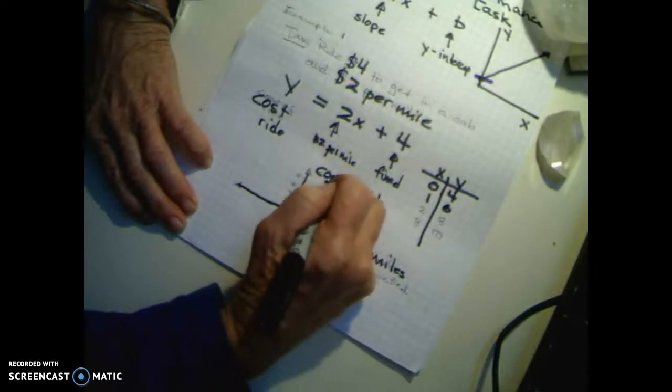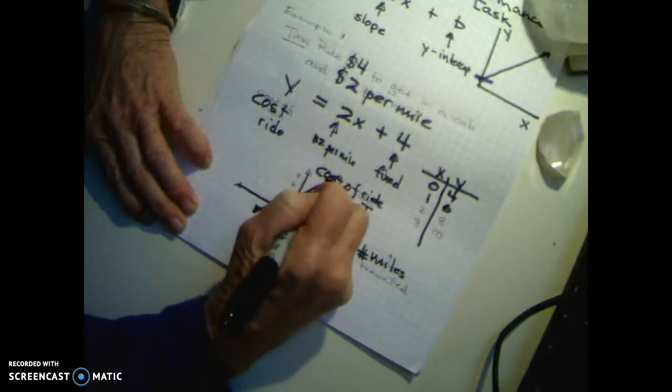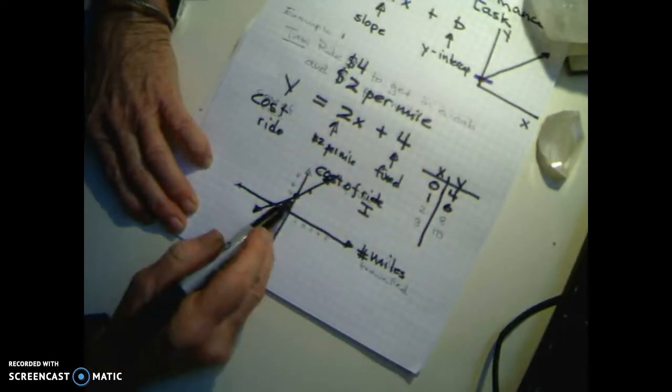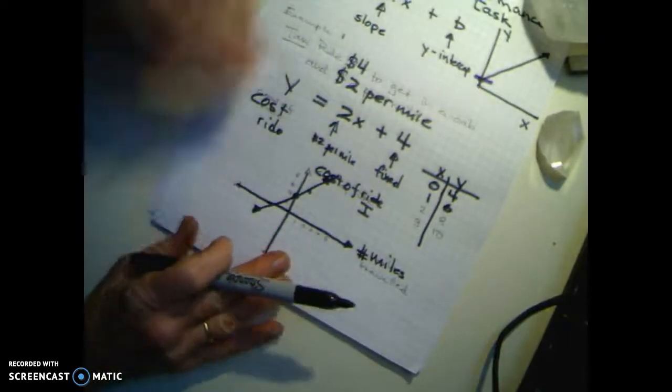go straight up. You want to sketch your line in. It's a perfectly straight line, not proportional. It doesn't go through the origin, but this is the line which represents the situation of a taxi ride.